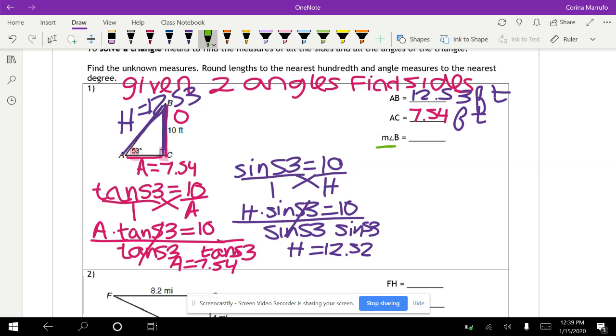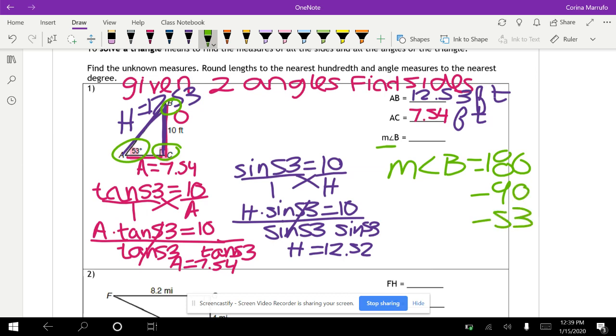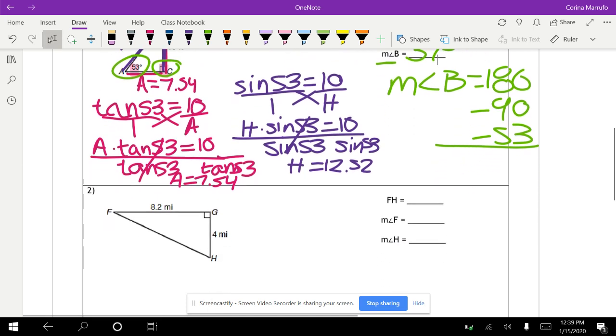Our last step is to find the angle B, the one that we don't know. The three angles of the triangle, B, C, and A, should add up to 180. So to find the measure of angle B, we do 180 minus the 90 and also minus the 53. When we punch that in our calculators, we get 37 degrees. Okay, so we solved the triangle. We found all of the sides and all of the angles.